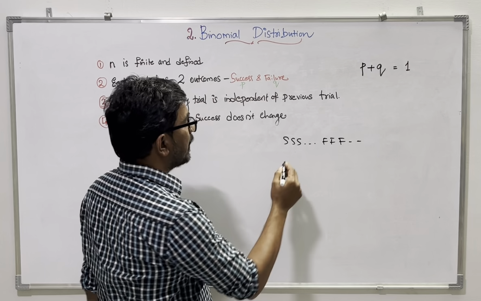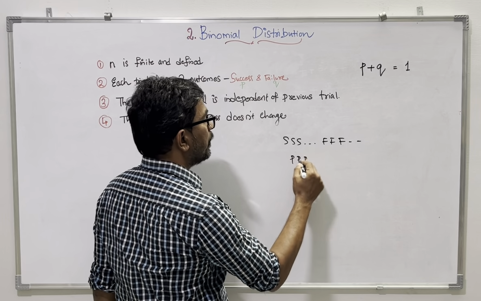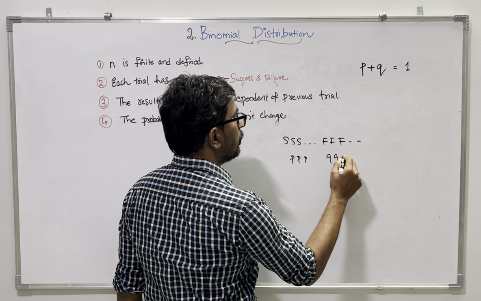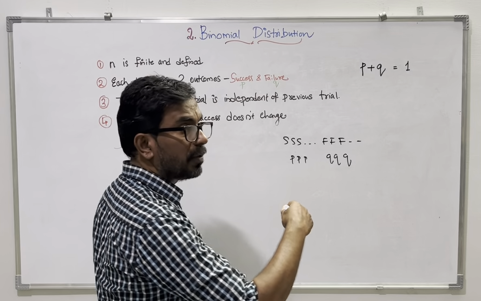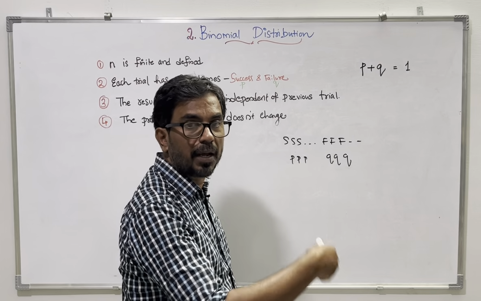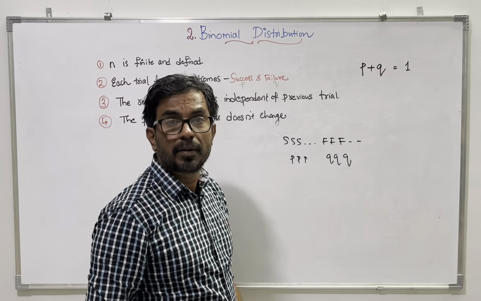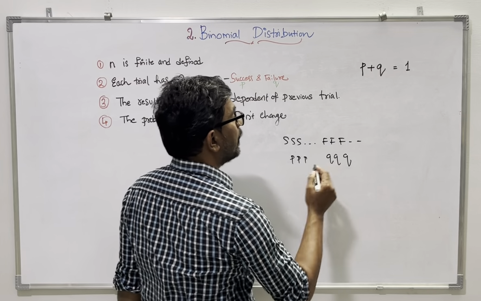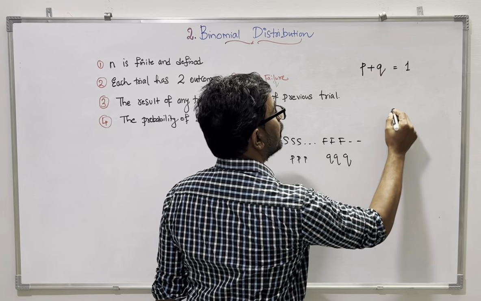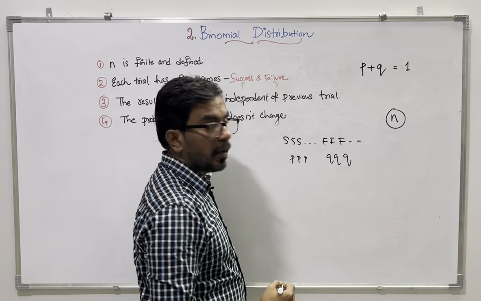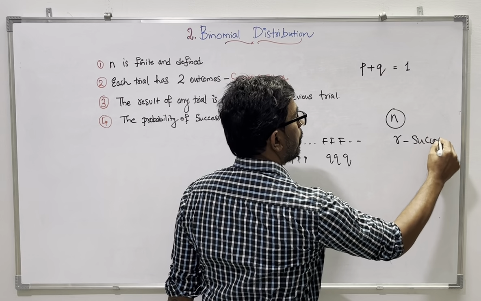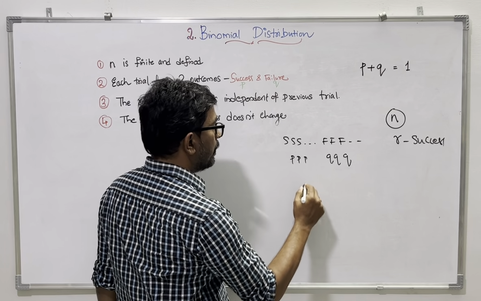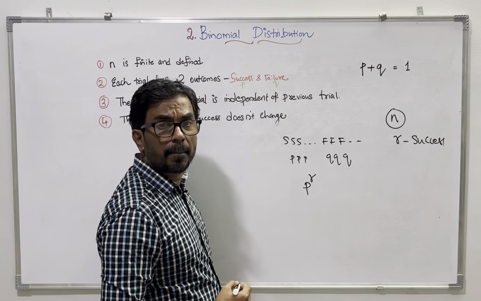Okay, if success means P, and then Q, and then Q, this is how we take the probability. Probability of something and something and something is multiplied. So suppose there are n events, and if there are R successes, then this P will become P to the power R.